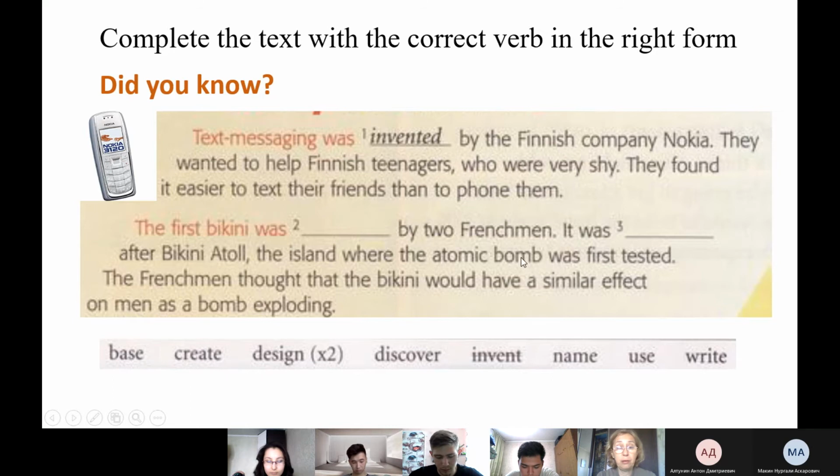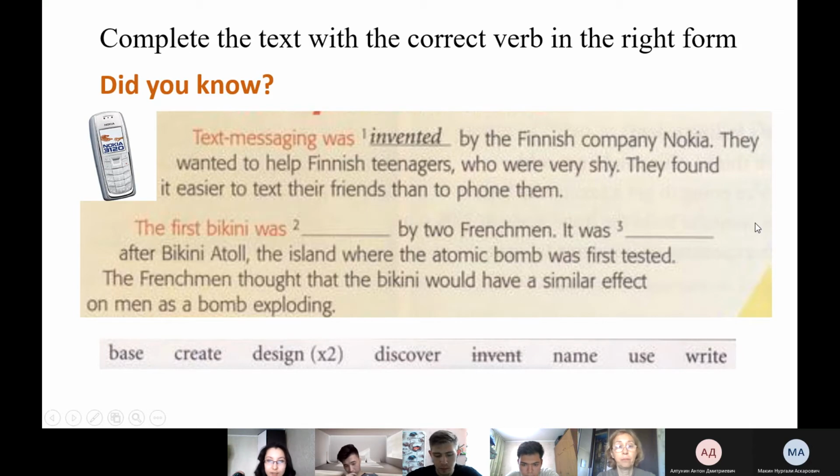And we should think of which verb to use in each of the spaces here. And actually, these are facts about different kind of inventions. And so this story is called like, did you know? Знаете ли вы что? So let us read the information. Medina, you start with the first paragraph.